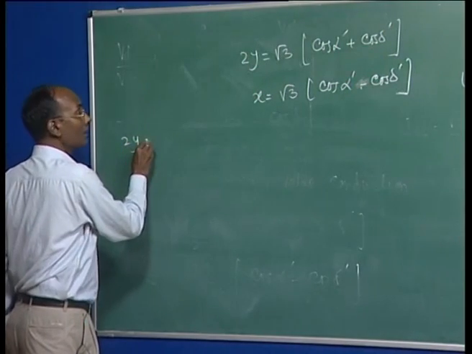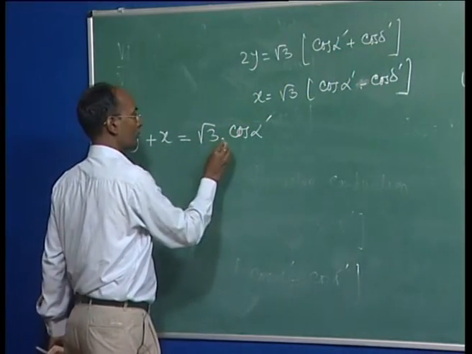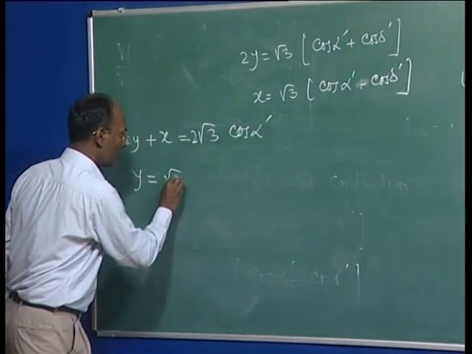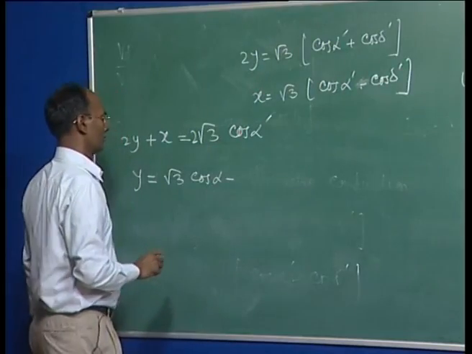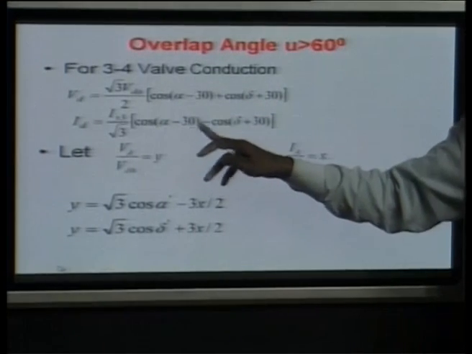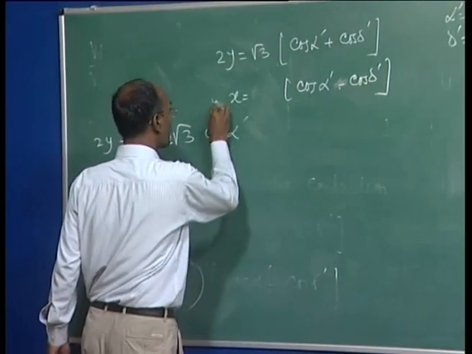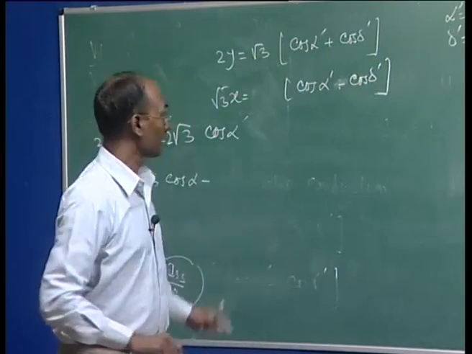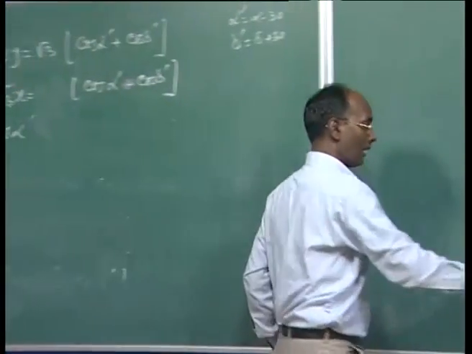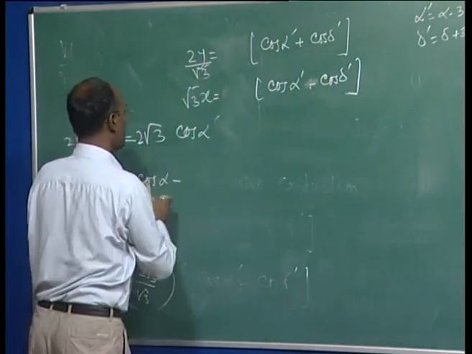If you are adding, you are getting twice y plus x equal to under root 3 cos alpha prime. So, from this equation you can see Id is equal to Is3 by under root 3, cos alpha prime minus cos delta prime. Here this under root 3 will go to this side, and this is divided here, so x will be this equation, rather than multiplying here by under root 3. So, in this case, to add or subtract, we first have to divide by under root 3, and then we have to add or subtract. So, this equation I can change, and we are going to have under root 3 terms here.